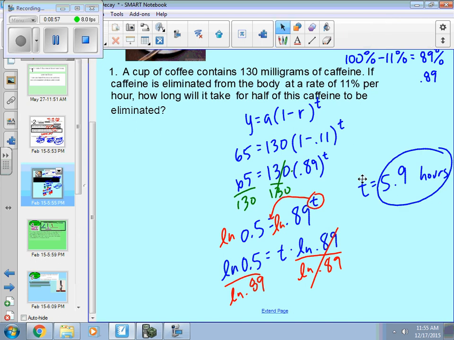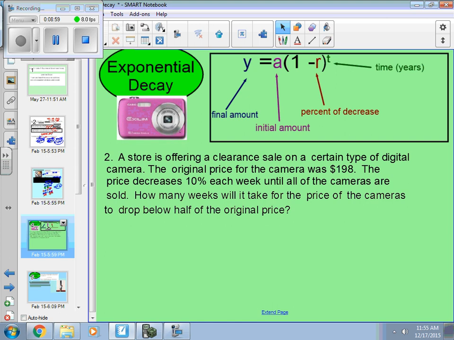All right, let's try another one out. The second one says the store is offering a clearance sale on a certain type of digital camera. The original price of the camera is $198. The price decreases 10% each week until all the cameras are sold. How many weeks will it take for the price of the cameras to drop below half the original price?